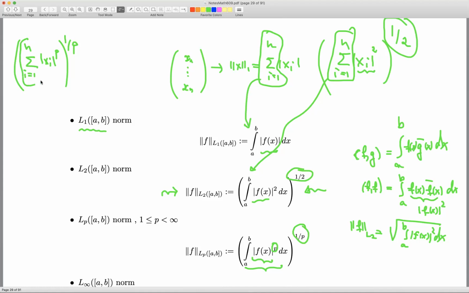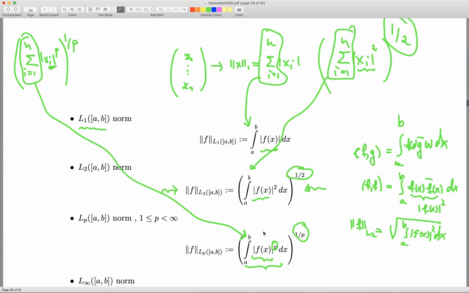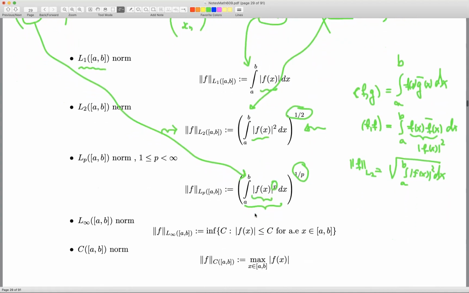Then the sum here transforms to an integral in the continuous case, and the absolute value of xi becomes the absolute value of f of x, and then the p power is the same. Now, what is the L infinity norm? The L infinity norm is basically the infimum over all constants C such that the absolute value of f of x is less than or equal to C for almost all x in the interval AB.